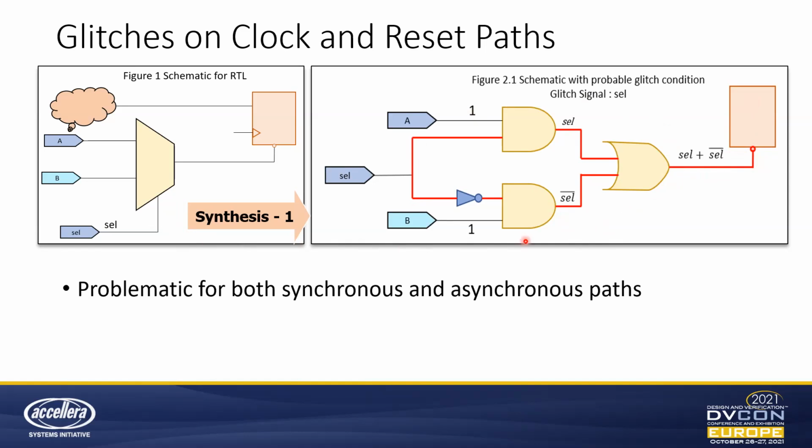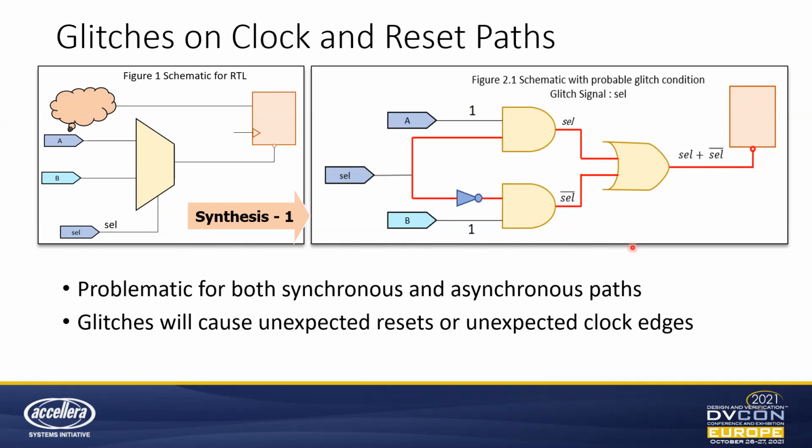And this can be problematic for both synchronous and asynchronous paths. So we have already seen that these glitches can cause unexpected resets and may put your design into a reset state, or they may introduce unexpected clock edges, which will increase the dynamic power dissipation of the design.